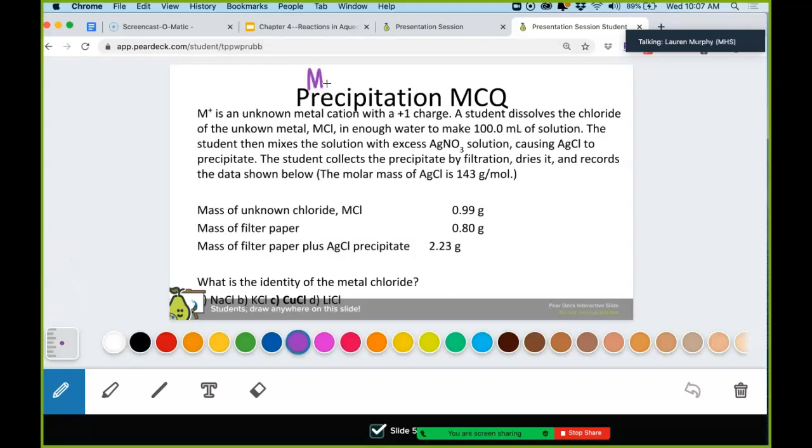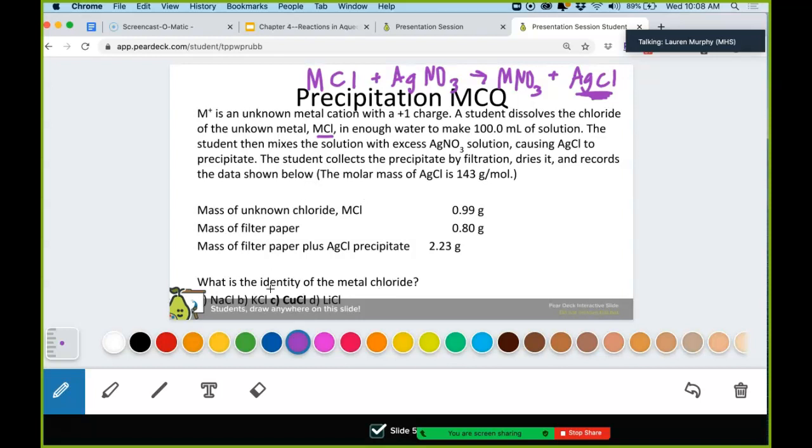So it's the metal chloride plus silver nitrate. Now we know the metal's +1 because they tell you plus when they write the formula. Chloride's -1, so it has to be +1. So you get the metal +1, nitrate -1, and silver chloride. Now remember, nitrates are always soluble, so this is obviously the precipitate, though it tells you, okay? And they want to know who the metal chloride is.